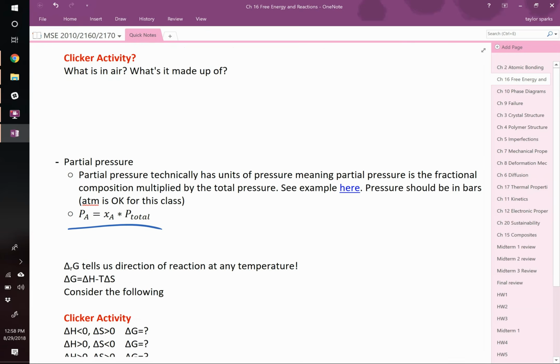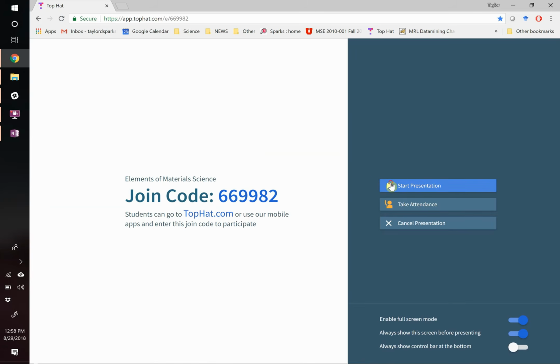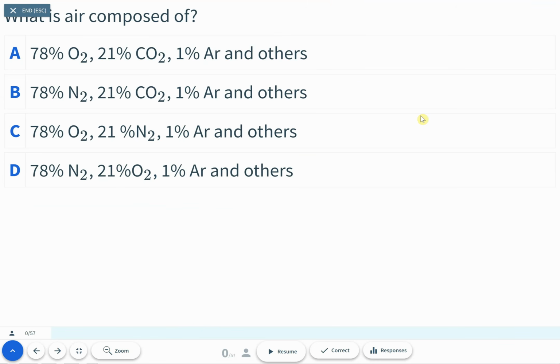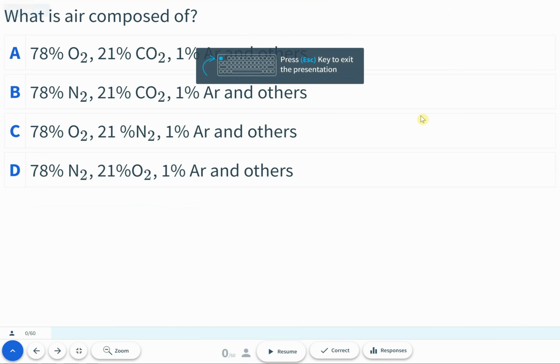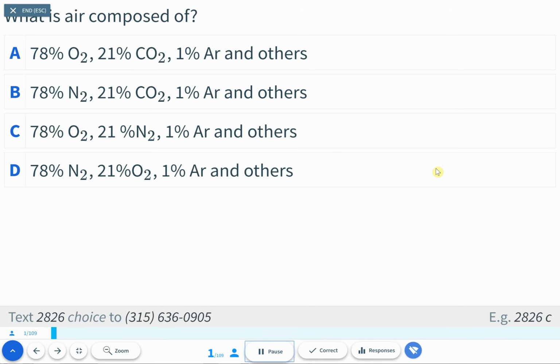So maybe this is a good place to do our first clicker quiz of the day. And this one is for participation only. It doesn't matter if you get the right answer. But what do you guys think? What is air composed of, right? We know that in this room, we're somewhere around 1 atmosphere. We're probably less because we're high in the mountains here, right? So it's not quite 1 atm. But in that 1 atmosphere of pressure, what's actually present? A, B, C, or D. So take a shot at this. I'll open it up so you can actually start answering this.